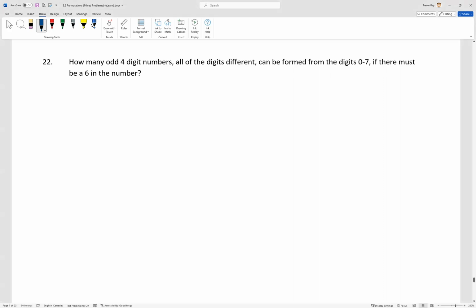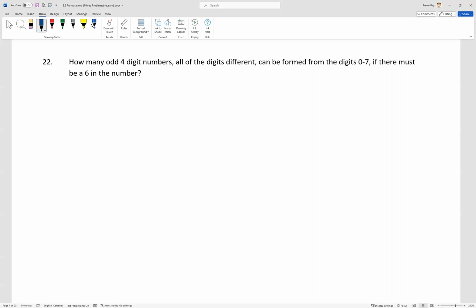Question 22. How many four-digit numbers, all of the digits different, can be formed from the digits 0 to 7 if there must be a 6 in the number? Okay, this one here can be a little bit tricky because if we want to make sure that there is a 6 in the number, it could either be in the first spot, the second spot, the third spot, or the fourth spot. So all the digits have to be different, so those are the only four options.